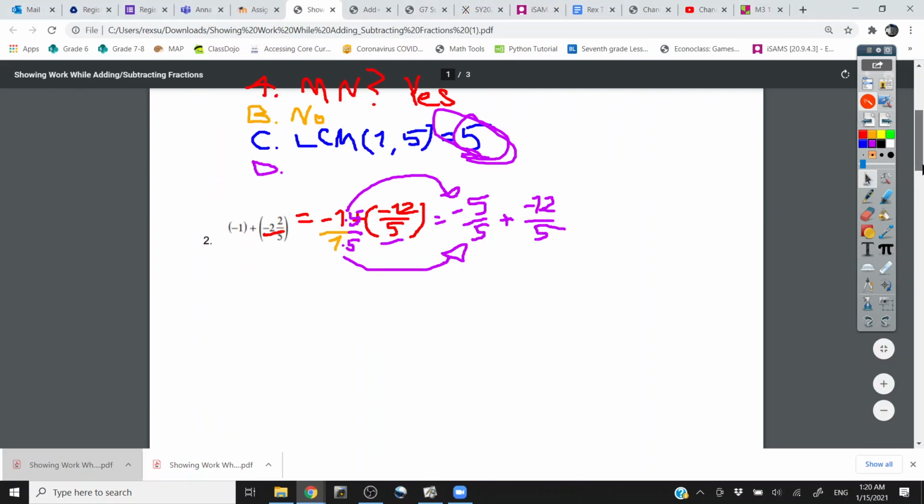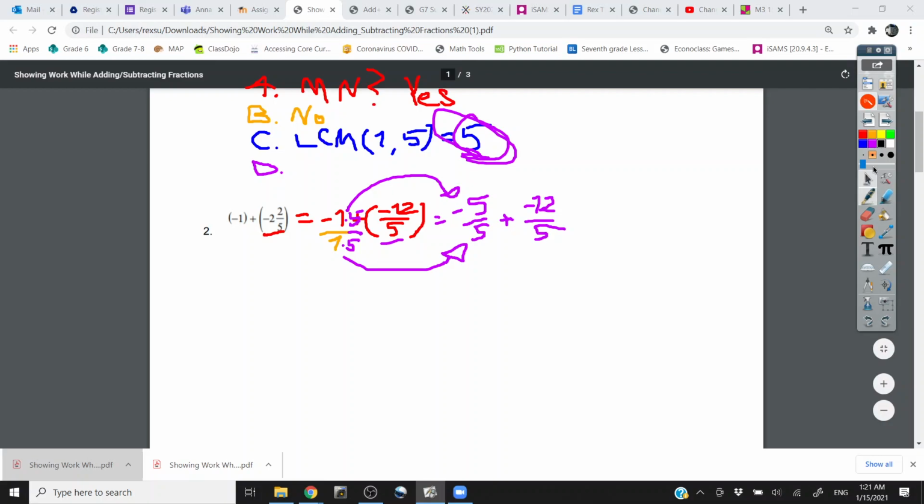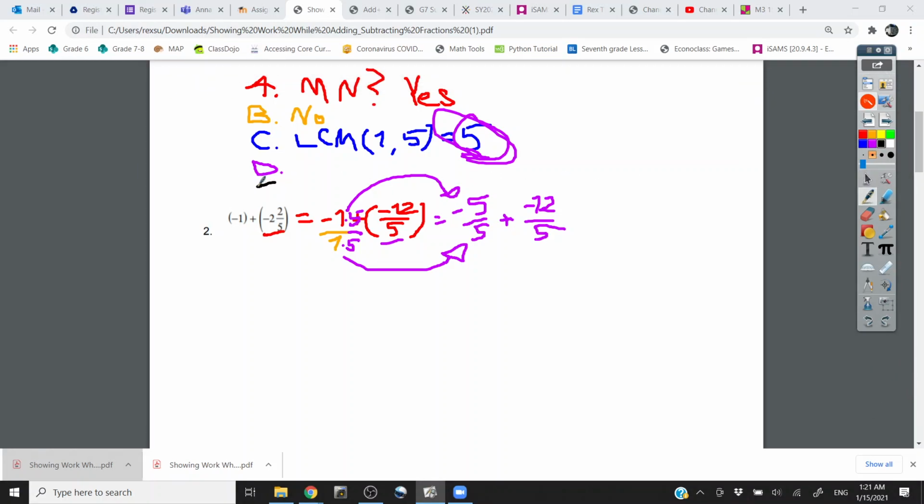Here's what we have. We want to add or subtract the numerators and keep the denominators the same. I haven't used black, so I'll just do E in black. Step E. We're going to keep the denominator the same, add or subtract the numerators. So that's -5 plus -12. -5 and -12 make -17 out of 5.